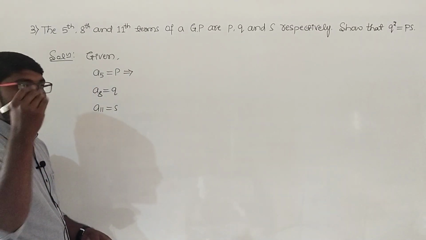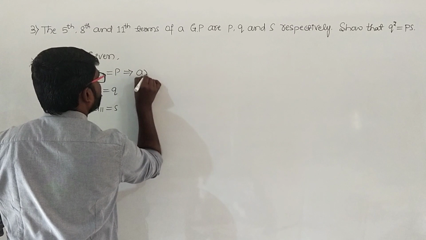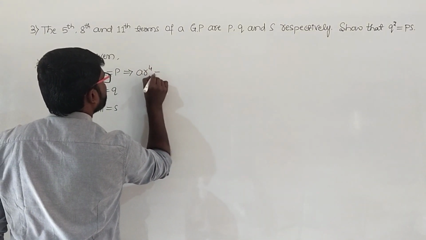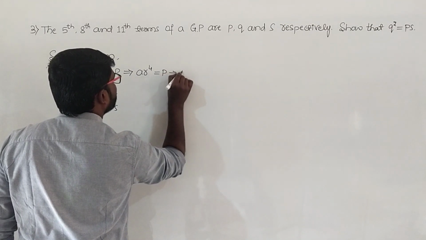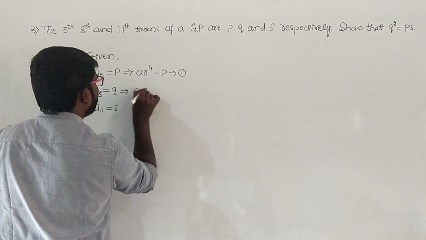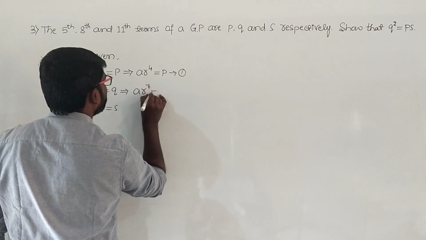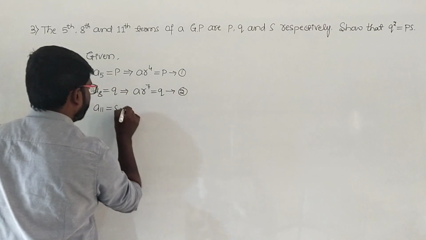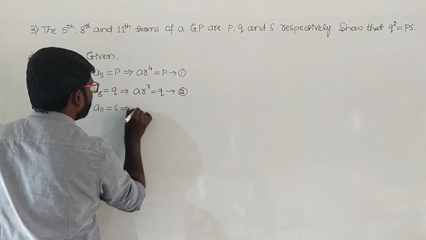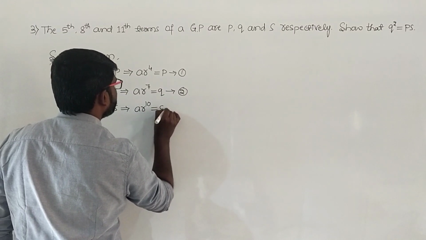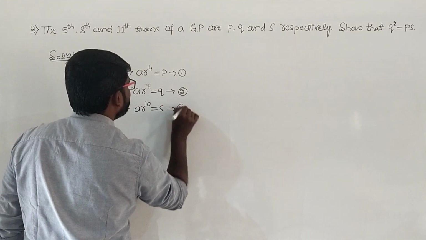Now, what is A5? It is A into r raised to 4, which is equal to P. Call this as equation number 1. And then here A8 is nothing but A into r raised to 7, which is equal to Q. I call this as equation number 2. And then here A11 is nothing but A into r raised to 10, which is equal to S. Call this as equation number 3.